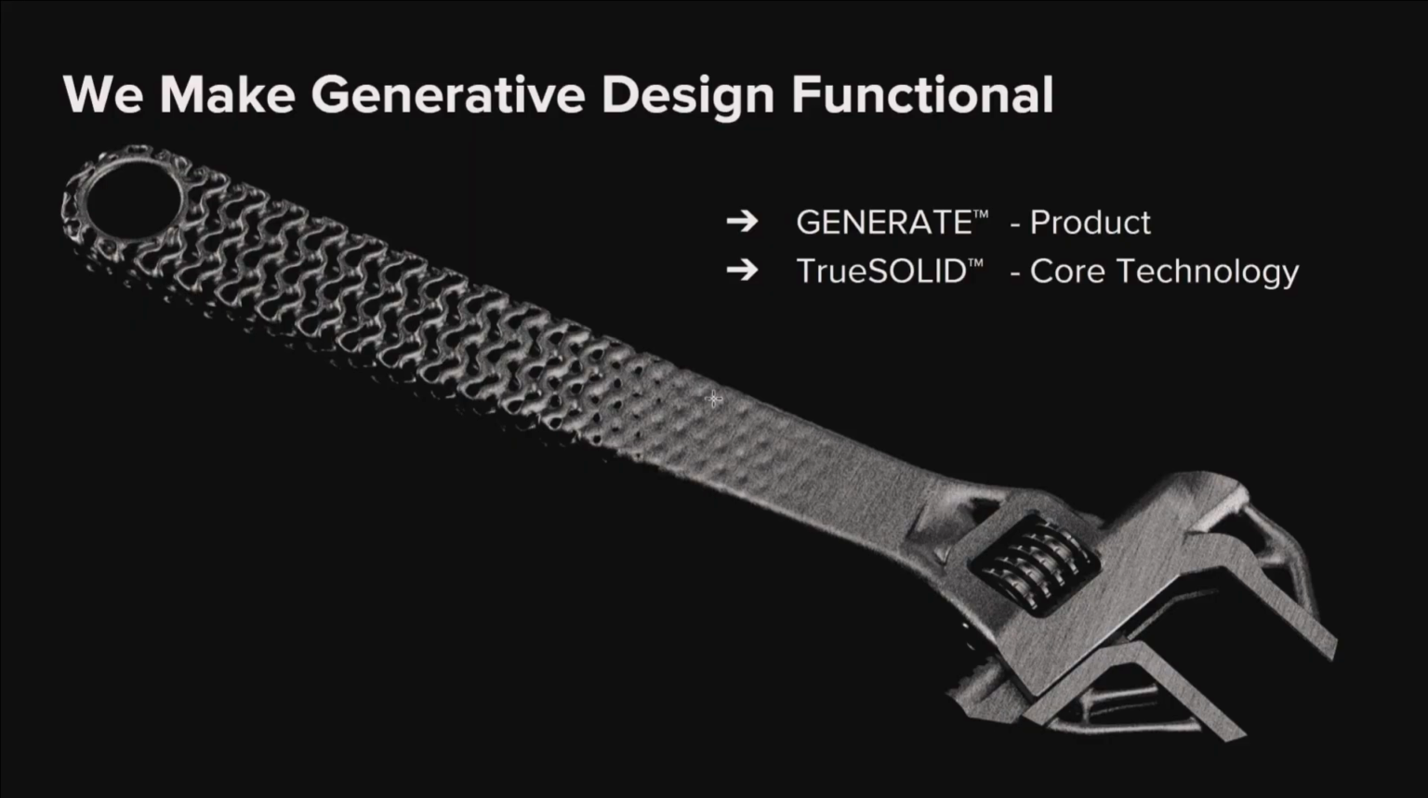So we make generative design functional. That's our goal as a company. We have two technologies. One is our product. It's a full cloud product like Onshape. It's called Generate, and it's intended to enable really fast and iterative work with generative design. The other is called True Solid.